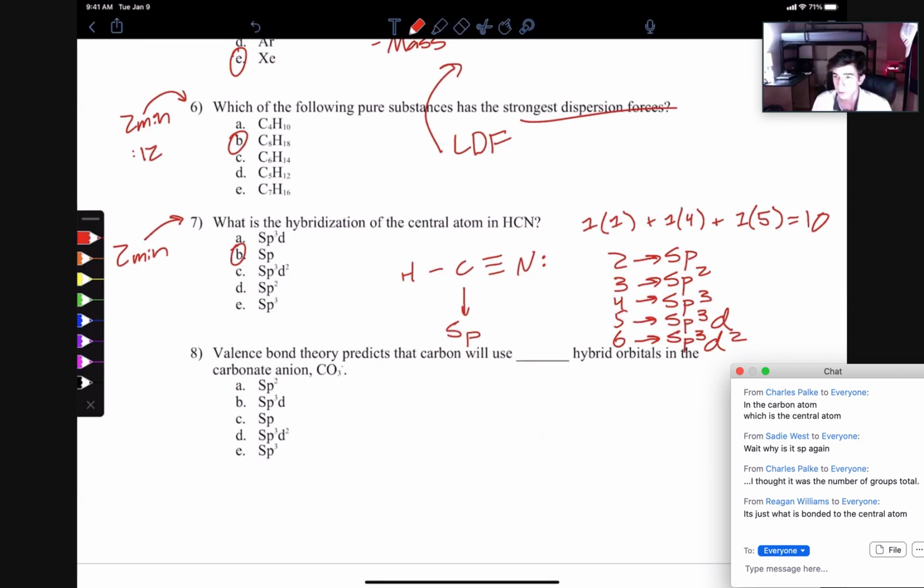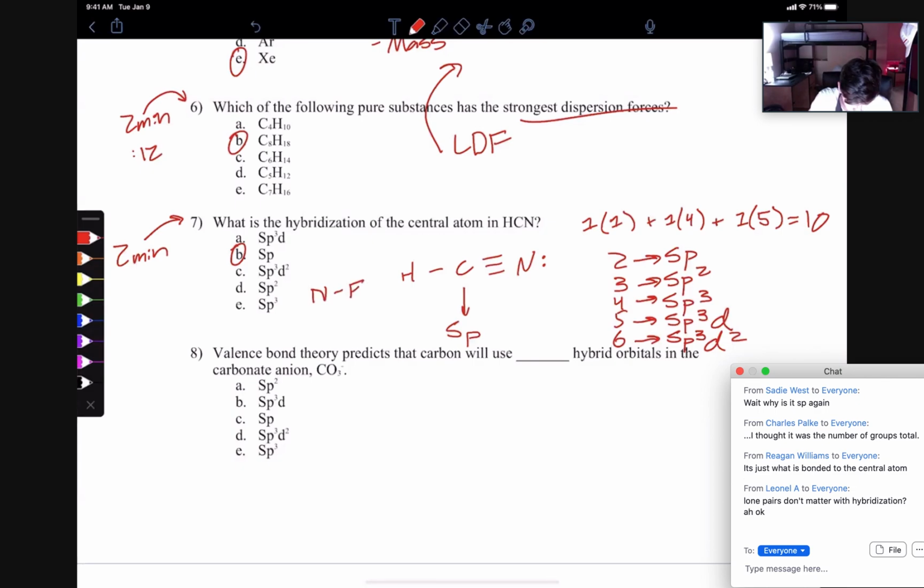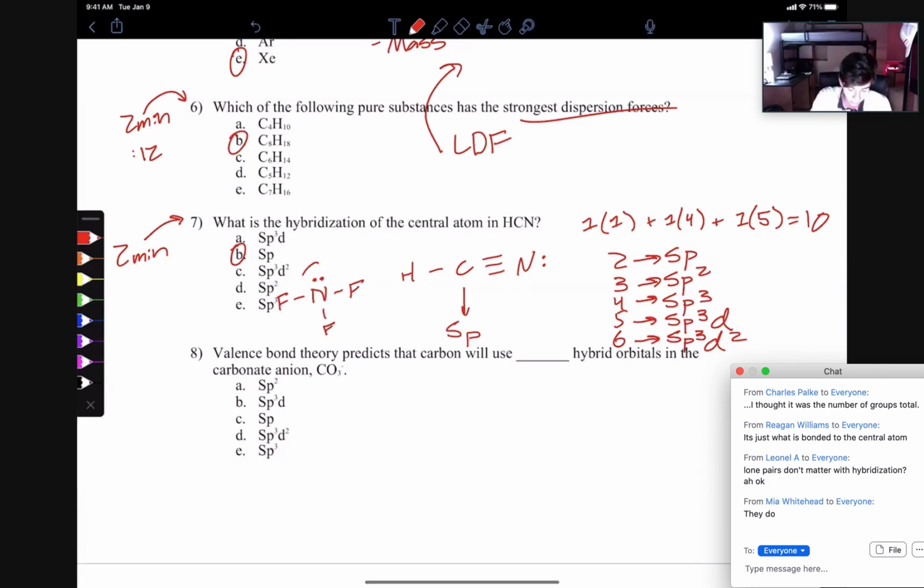Someone said they thought it was the number of groups total. That's correct. What I'm saying is that just count the total number of groups. Don't omit the lone pairs, because some people omit the lone pairs when they count the things attached to the central atom. So some people could do NF3, for example. So this is NF3. Some people may say this is only sp2 hybridized because they don't count that lone pair because they differentiate it between the others. I'm saying it doesn't matter. It's four things bonded to the central atom, so it's sp3 hybridized, right?